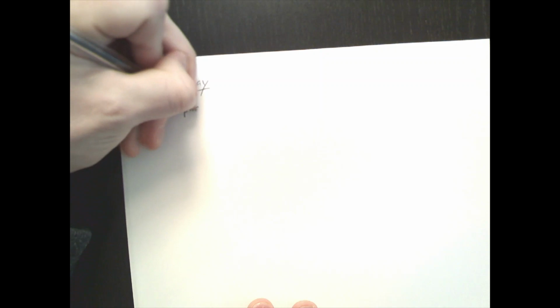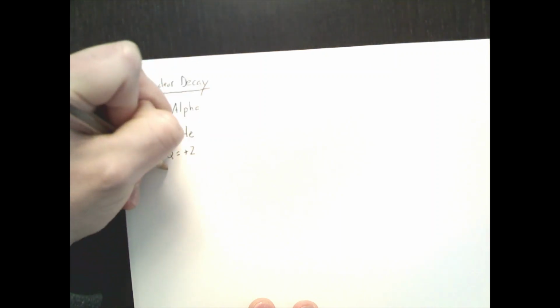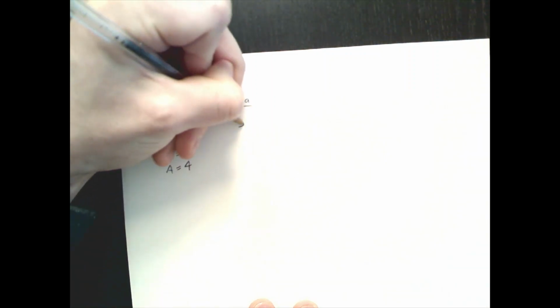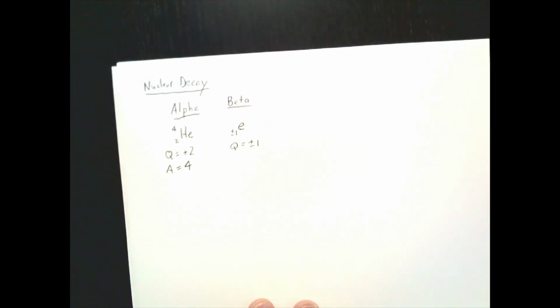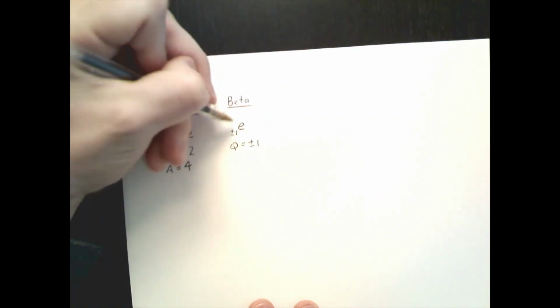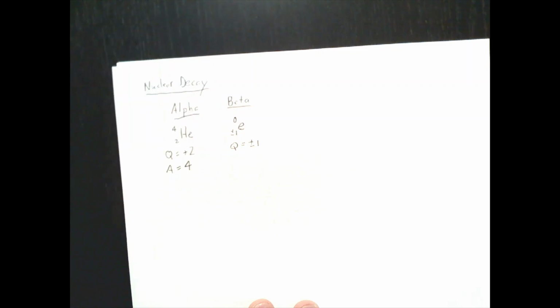We last left off talking about nuclear decay, and we learned that there were three methods by which this could happen. There is alpha decay, where we emit a helium nucleus, so it has a charge of +2 and an atomic mass of 4. So there are 2 neutrons and 2 protons. We have beta decay, where we can emit an electron, which has a charge of ±1, depending on whether a positron or an electron was emitted. And we have no mass change.